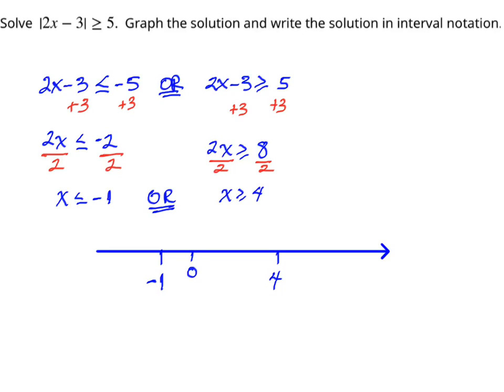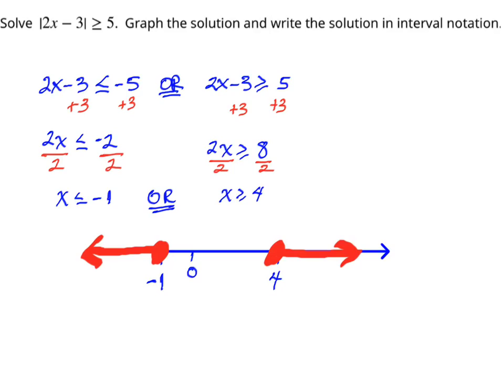So we've marked off negative 1 and positive 4. So we're going to include negative 1 because it's a less than or equal to, and then we draw the arrow down to the left, down toward negative infinity. And then we're also going to include positive 4 and draw the arrow going up because all the numbers greater than positive 4 are over to the right.